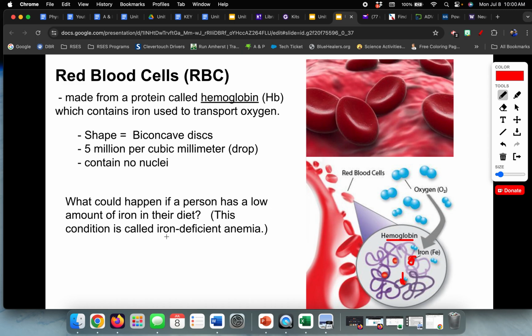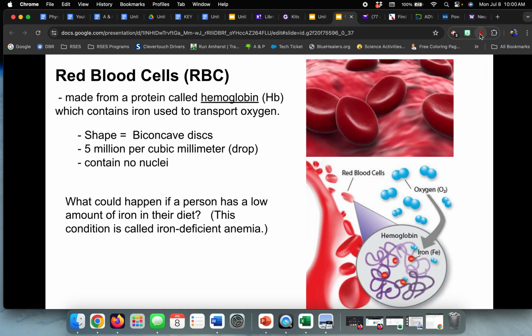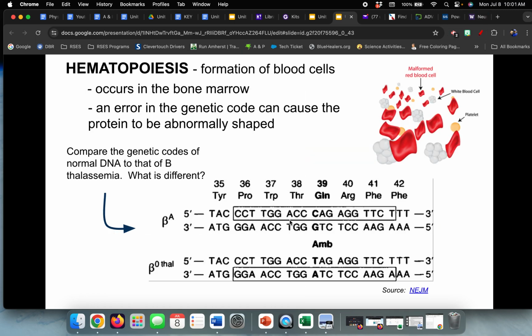If you don't have enough iron, you can have this disease called iron deficiency anemia, and that's going to cause problems because you're not getting enough oxygen throughout your body.